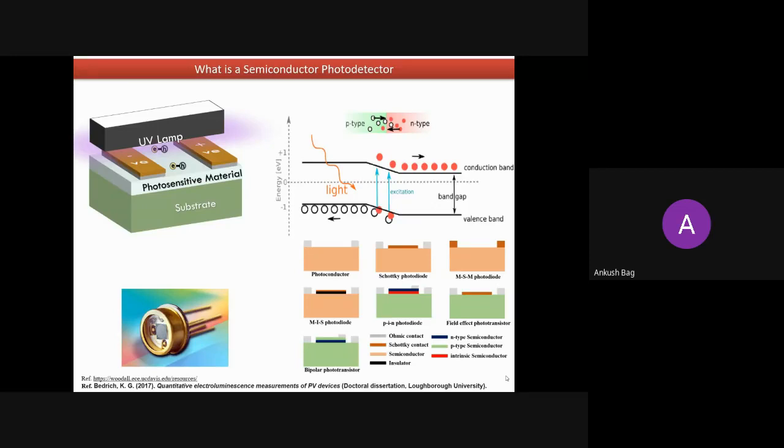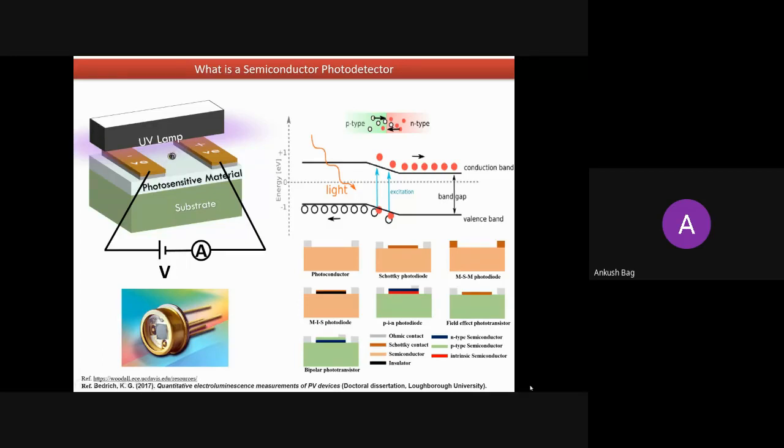Obviously, depending on which region of the spectrum you are interested in, you need to choose your photosensitive material. Then we can deposit metallization on the photosensitive material, and by applying a bias, we can separate the electron hole pairs generated by the incident photons. This is the very basic understanding of a typical photodetector.